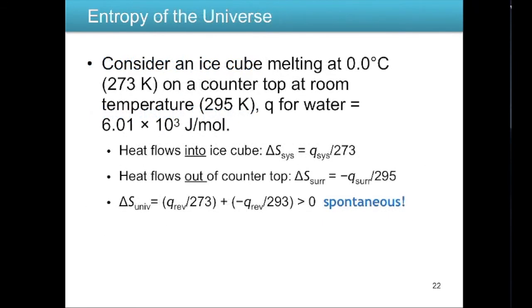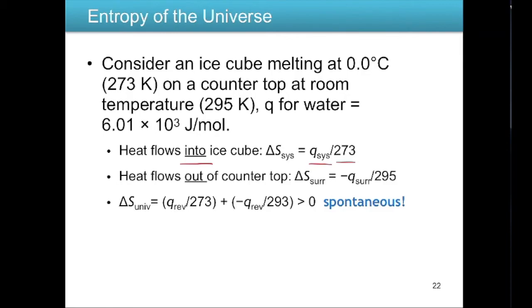So if we consider an ice cube melting at 0 degrees Celsius on a countertop which is at room temperature. In this case, we consider the ice cube to be the system because that is the part of the universe that we are looking at or studying. So heat flowing into the ice cube results in a Q system being positive, right? Because heat is flowing into something, that results in a positive Q. And we know the temperature of the ice cube being 273 Kelvin or 0 degrees Celsius.